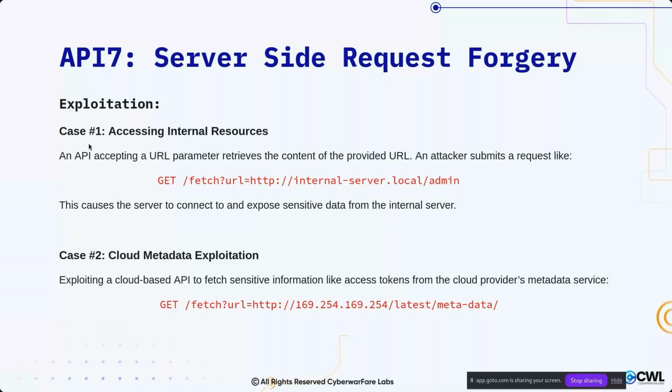Then we have this case. For example, there's a GET request going on and an API fetch taking the URL parameter. What if the attacker can make a request to this particular internal domain or internal local network, and get access to or expose its data? And in the second case, what if the attacker can extract the API key from AWS?